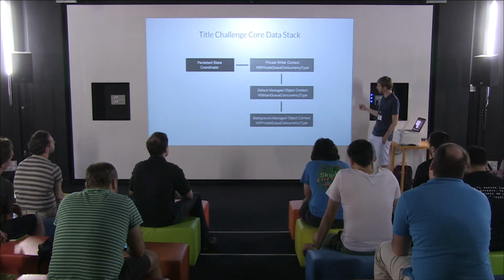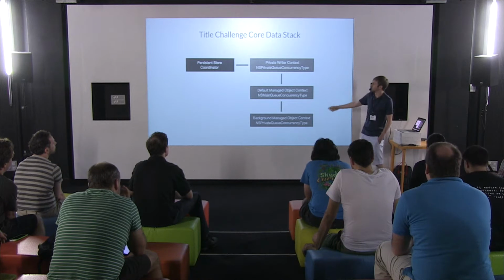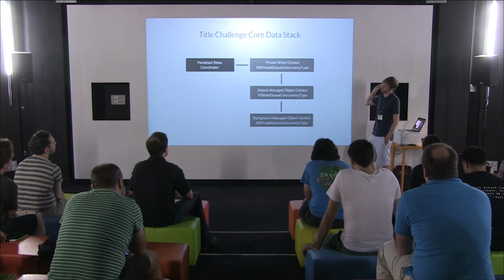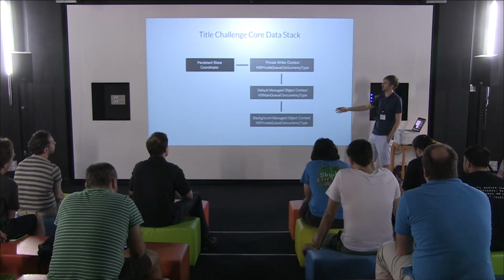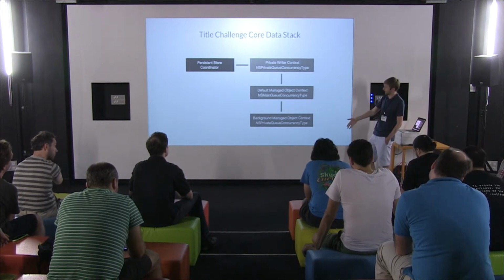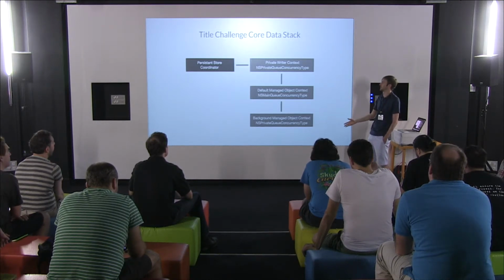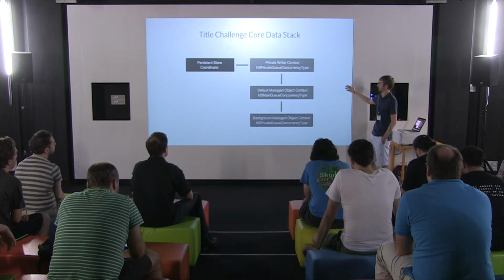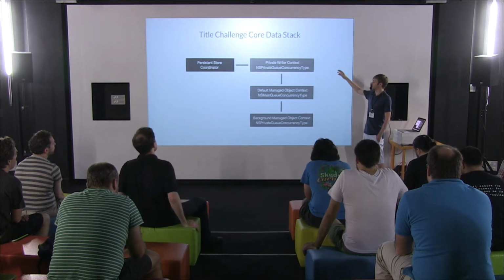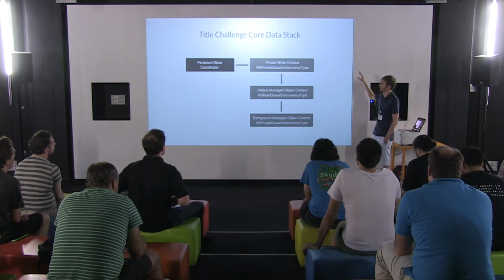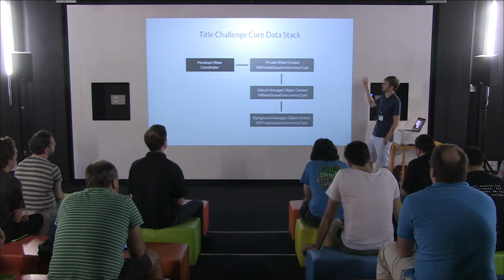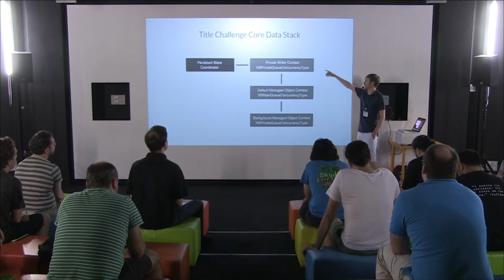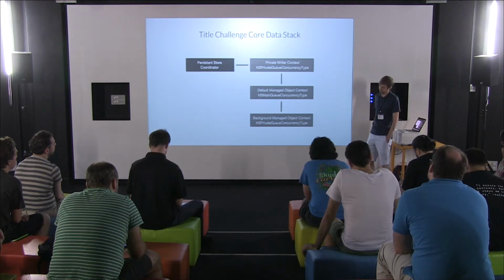So this is the stack. The persistent store coordinator is essentially your interface, in our case to SQLite, but it doesn't have to be. It is an implementation detail. And then you've got three contexts, and you don't have to have three contexts, but that's how we've done it. Essentially, each one of these is a copy of all the objects in your database in memory. And this is our master. The private writer context is the master, and when that's saved, it's saved to disk.